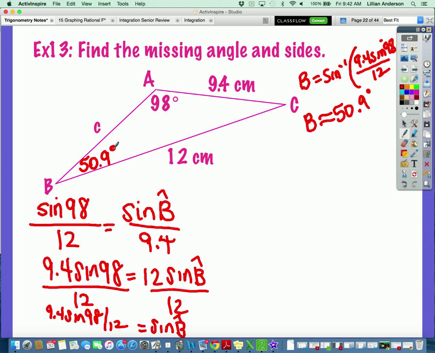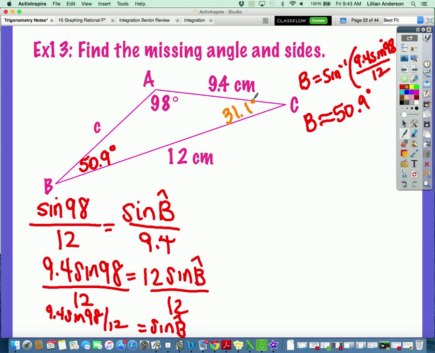So then, what can we find next? Okay, add them together, 180 minus that, you get angle C. Then you can find side C. Which is, subtract away. Okay? Now realize if you do 180 minus 98 minus that long 50.9 whatever decimal, then you'll have a 31.1 long decimal after that. Use that to help you find C.